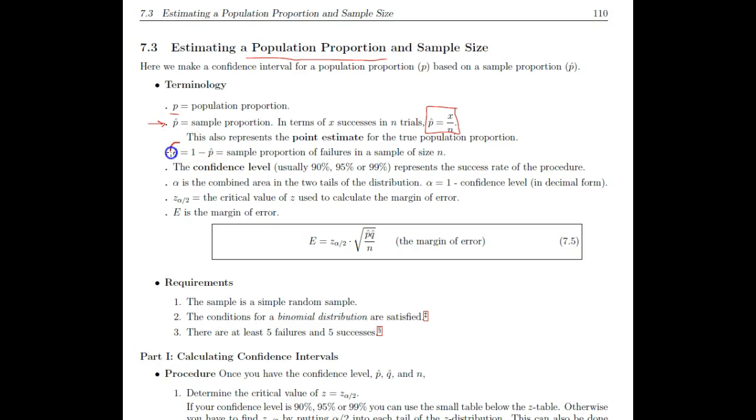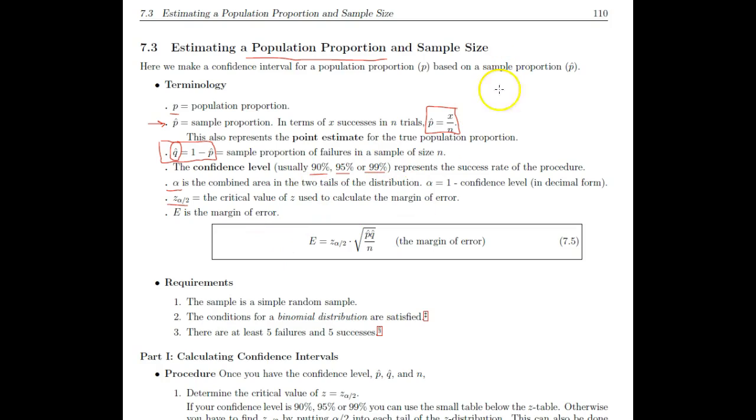Some other notation is Q hat, and Q hat is just the complement of P hat. So it's 1 minus P hat. That's really all you need to know here: Q hat will always equal 1 minus P hat. That's something definitely to take note of. Confidence level, we've talked about these already. 90, 95, and 99 are pretty common confidence levels. Alpha is 1 minus your confidence level in decimal form, and z sub alpha over 2 is the critical value that corresponds with alpha over 2.